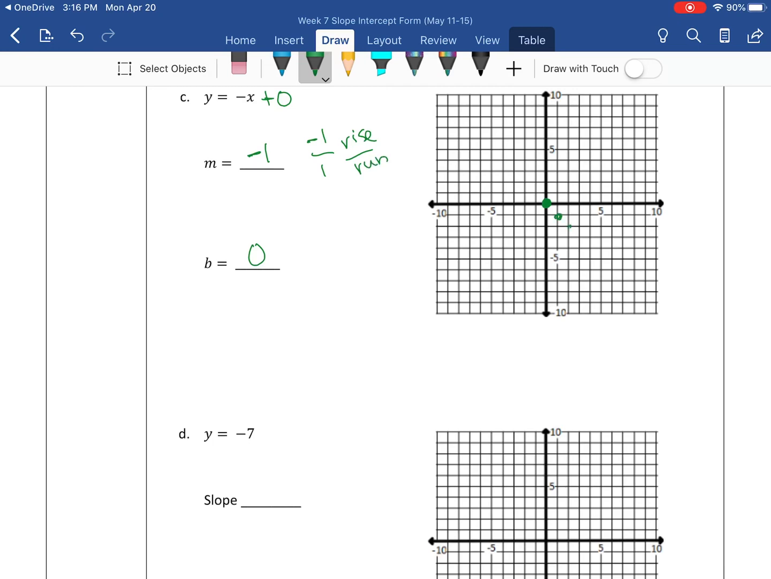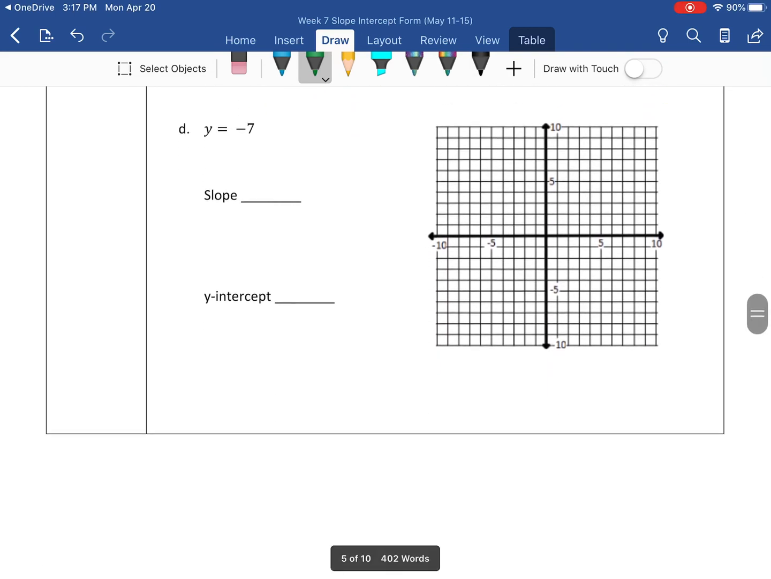We're going to go down 1 to the right 1, down 1 to the right 1, and so on. And if we wanted to fill in the back half, we do the opposite. Up 1, back 1, up 1, back 1. All right, notice how our line is decreasing. And there's our line.